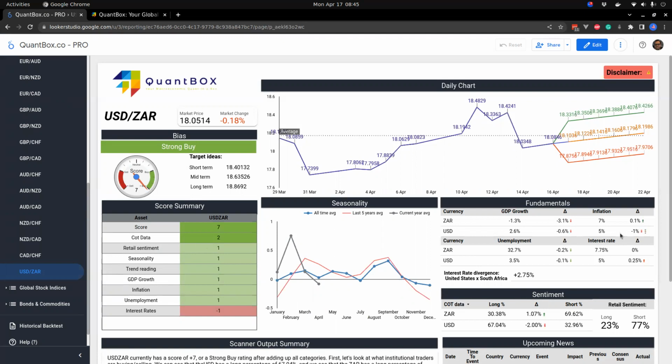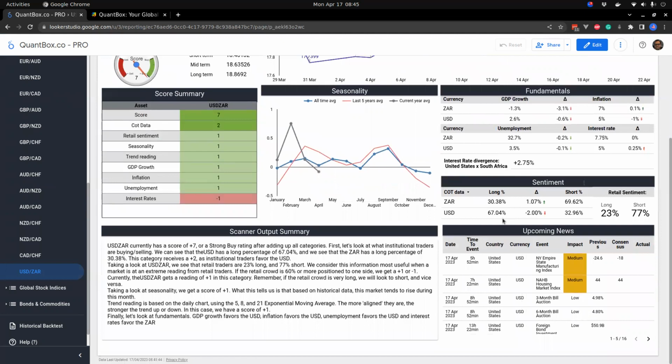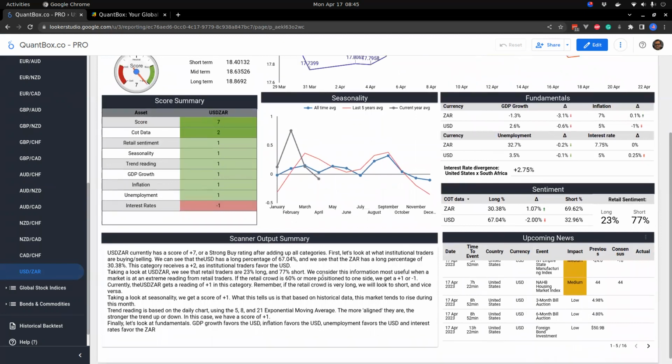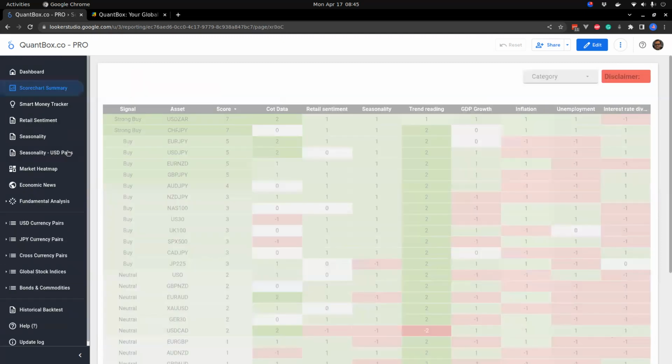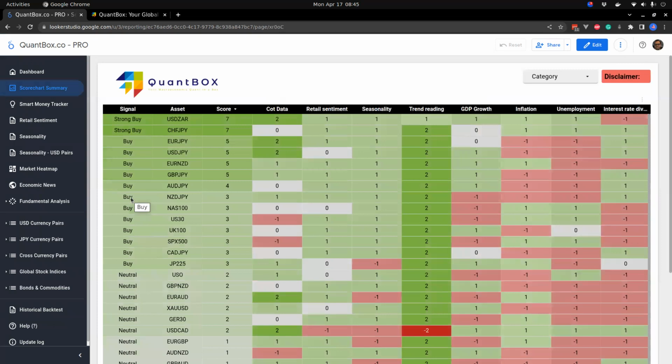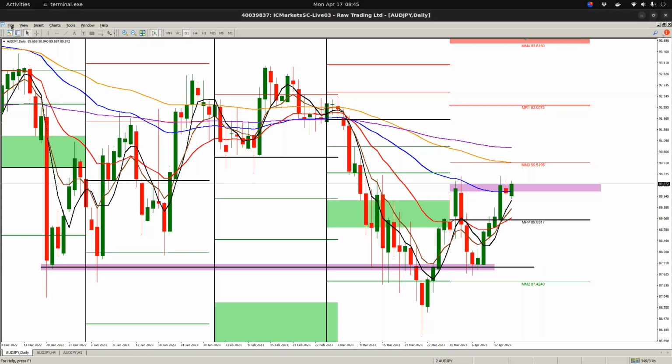Taking a look at fundamentals, you can see you've got a whole fundamental breakdown over here. Sentiment, which is basically COT data and retail sentiment, and upcoming news. Very, very nice tool. Taking a look at the score chart summary over here, what we normally do is take a look at this and say, basically, what's our score and can we marry that with technicals. So looking at USD ZAR right now, it is a strong buy. Let's go and jump into USD ZAR quickly.